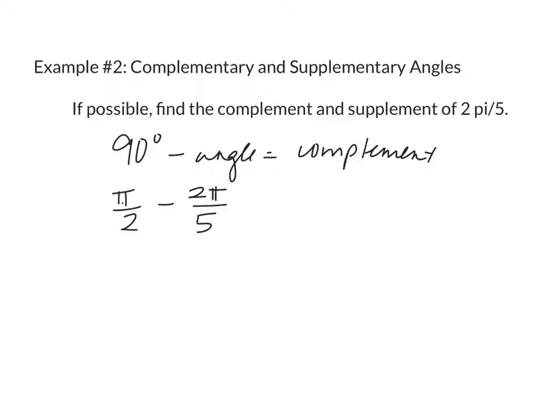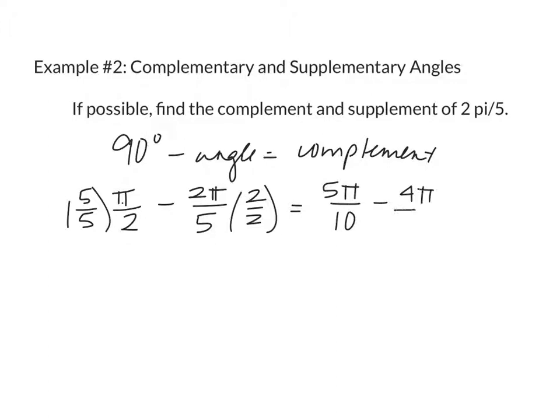I need a common denominator, and 2 and 5 are not the same, so a common denominator would be 10. I'm going to multiply the first fraction by 5 over 5 and the second fraction by 2 over 2. Those equivalent fractions are 5 pi over 10 minus 4 pi over 10. So the complementary angle is just pi over 10. In other words, 2 pi over 5 plus pi over 10 will equal pi over 2, or 90 degrees.